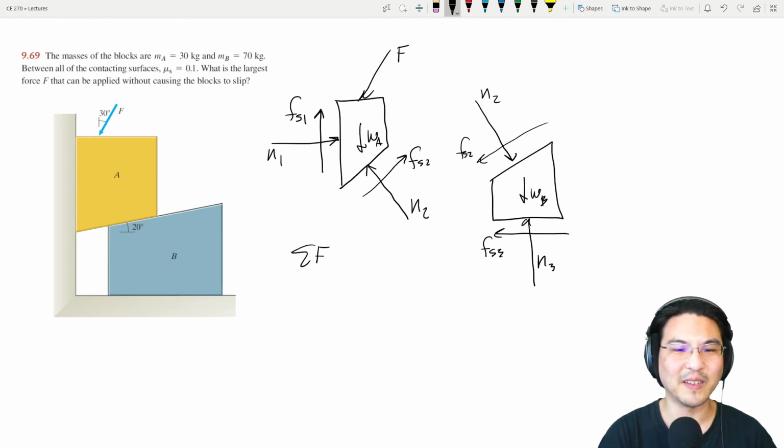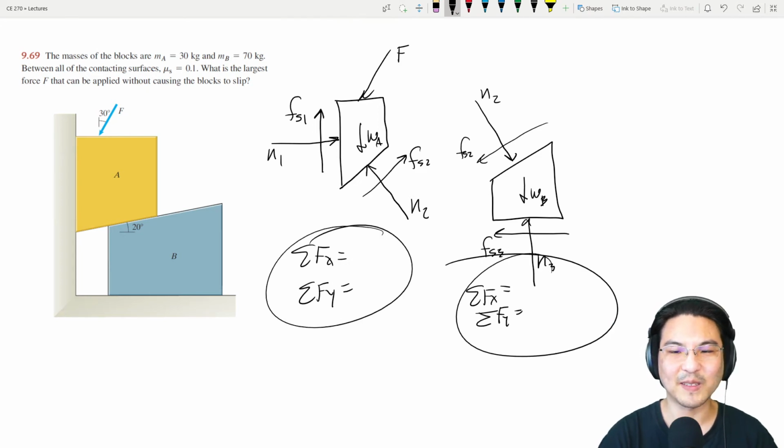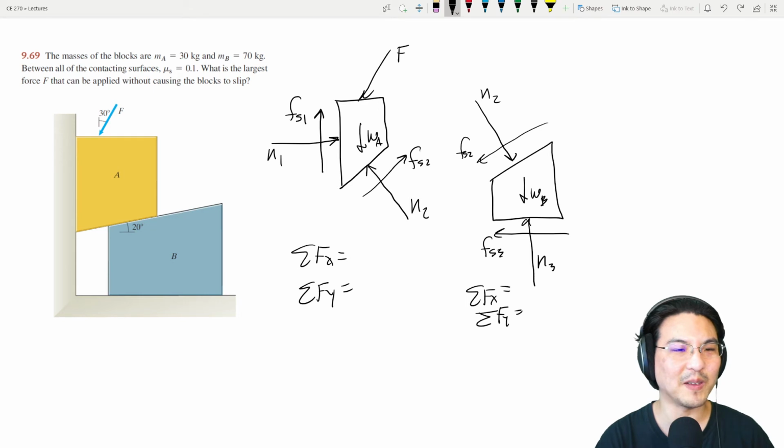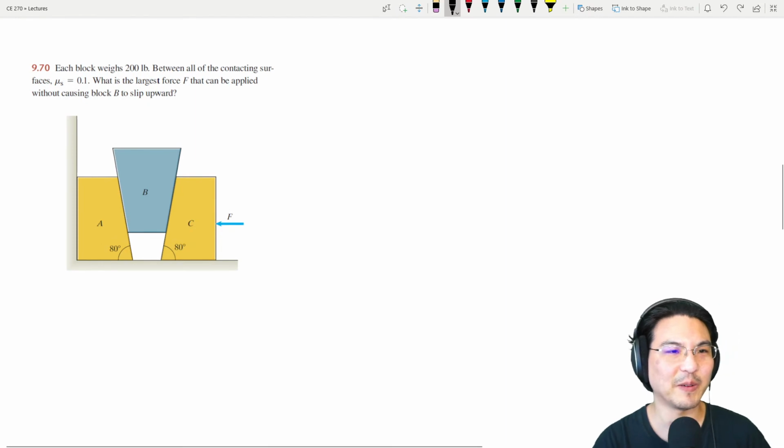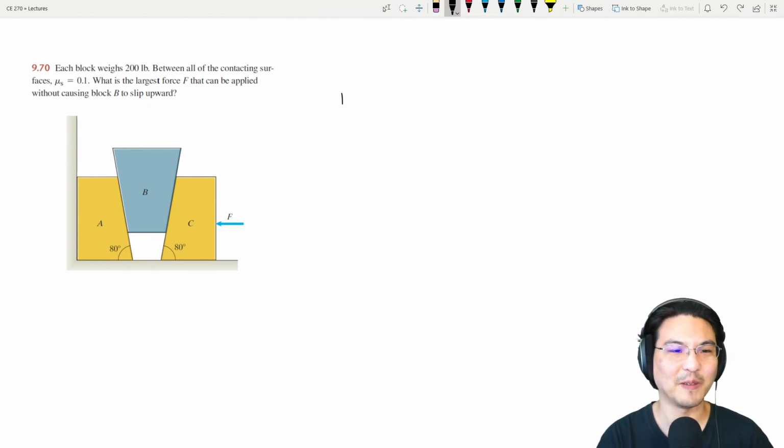For each one, you write Newton's laws decomposed, and then for this one also. Right, and then you have as many as 4 equations for however many unknowns. Okay, let's try another here. So now we have 3 blocks. So you have 3 free body diagrams.